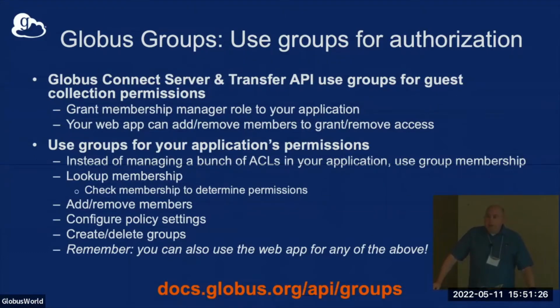But your web application can also use group membership as a way to authorize features in your portal. So you can say, in order for somebody to use this feature or access this part of my portal, when they go there, I'm going to check to see if they are a member of this particular Globus group or not. It's a really easy way for you to manage permissions in your own thing. It's a very simple call to our SDK to find out whether the person who's logged in is a member of a particular group or not.